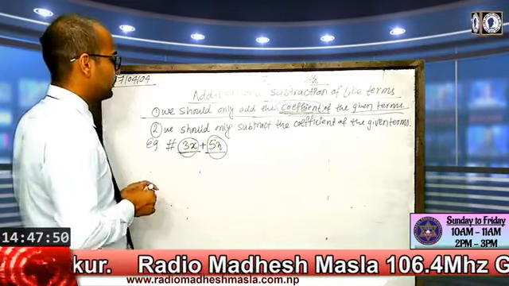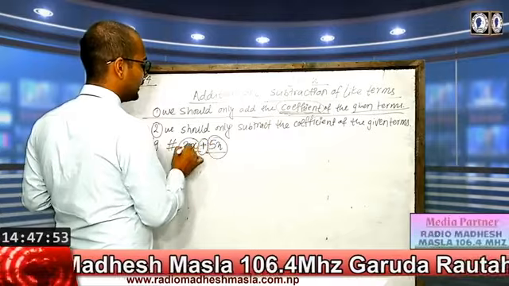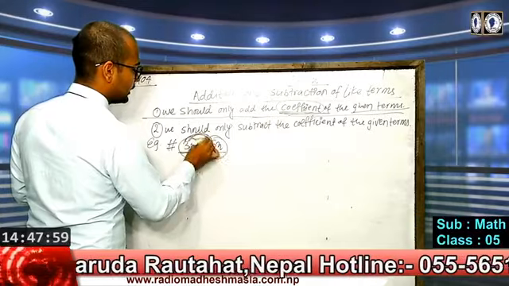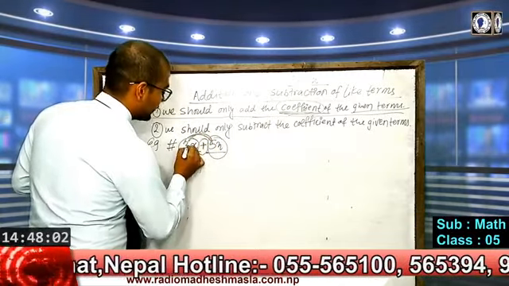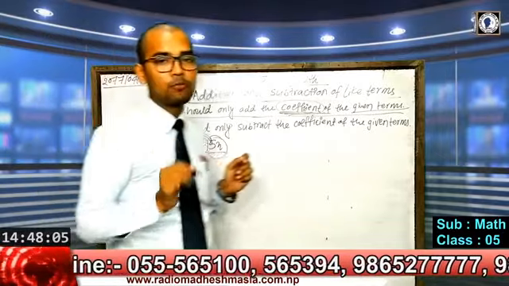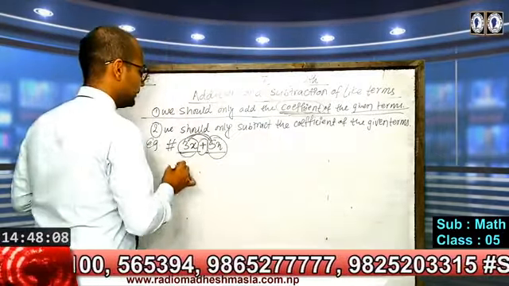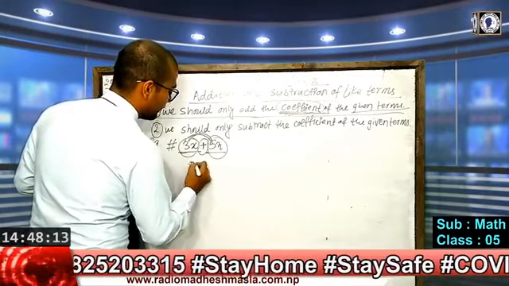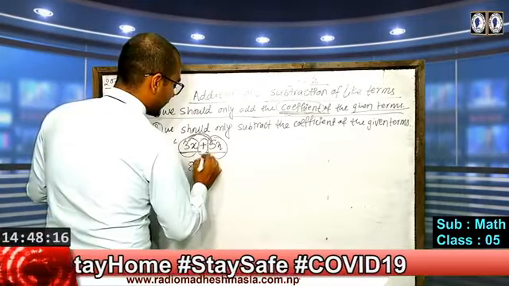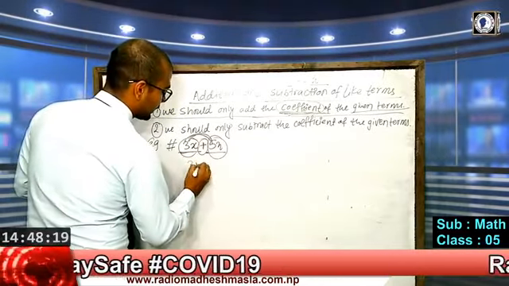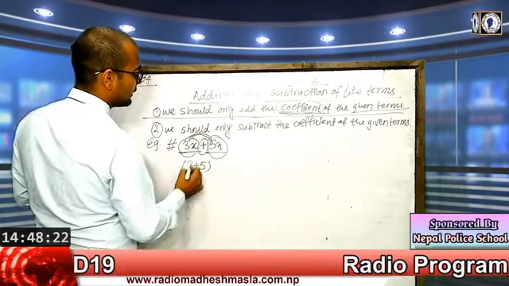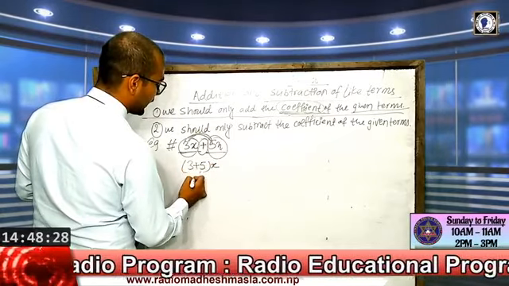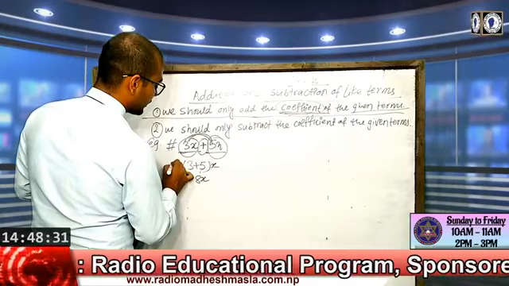Then, if the terms are like terms and we need to add them, we should only add their coefficients. What are the coefficients? 3 and 5. 3 plus 5 means 8. So we have 8x. In the same way, we can do it like this also: 3 plus 5 is put in a bracket and the variable is written after the bracket. Then 3 plus 5 is equal to 8, and x. So our answer is 8x.